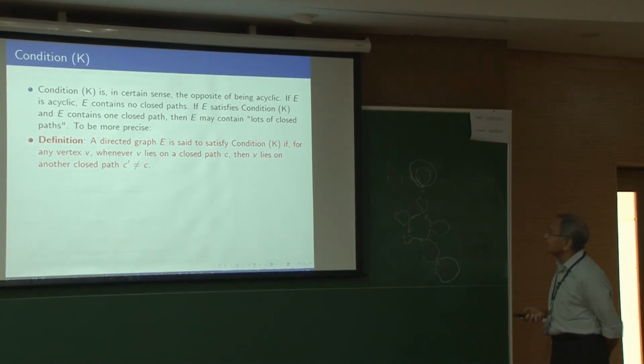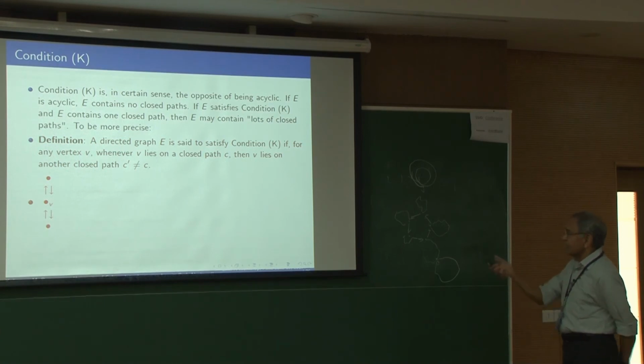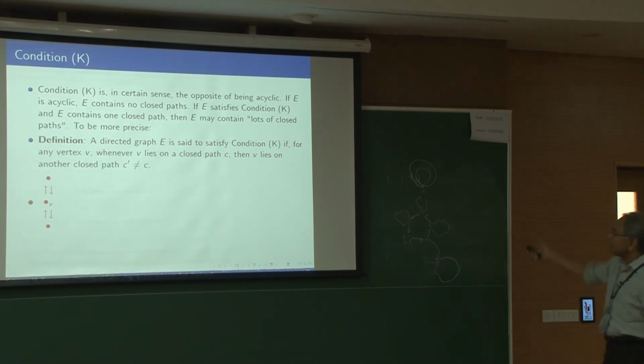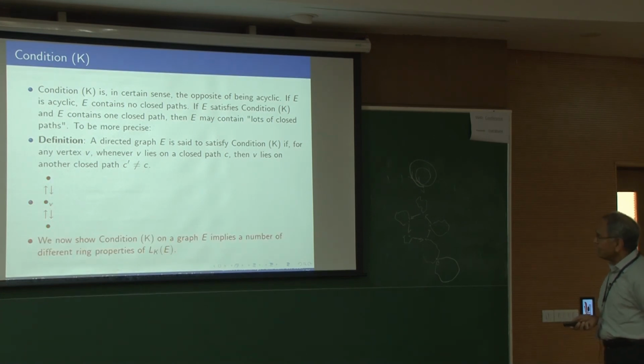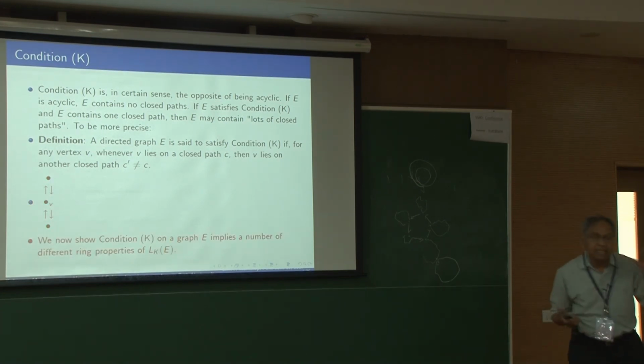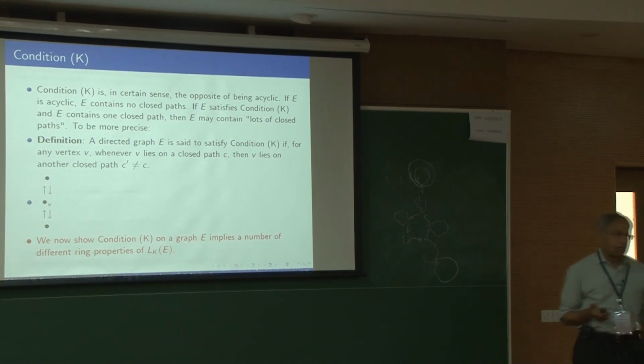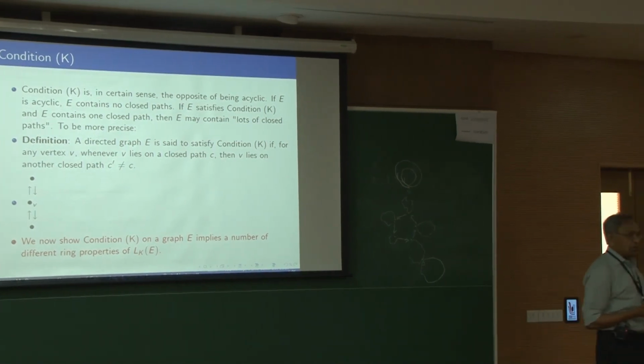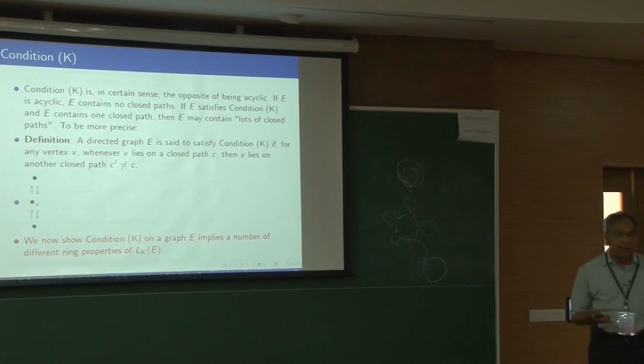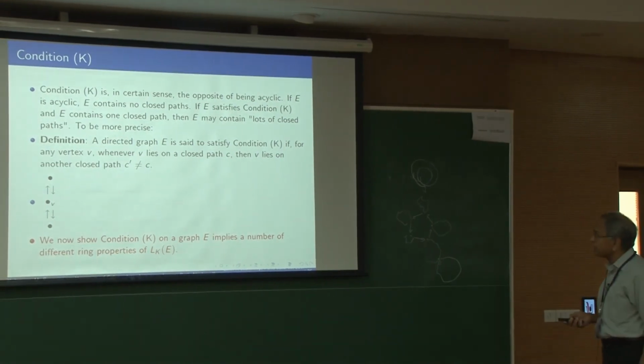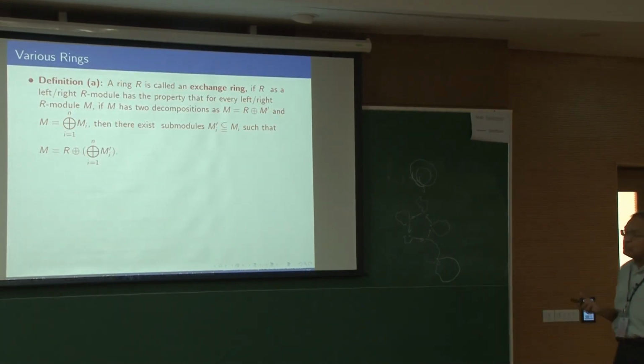C prime not equal to C in here. It's one of those simple examples. I don't even know examples like that. Okay. Again, we'll show that this single graph condition will imply different ring properties of the Leavitt path algebra. So let me remind you of some of those ring properties.